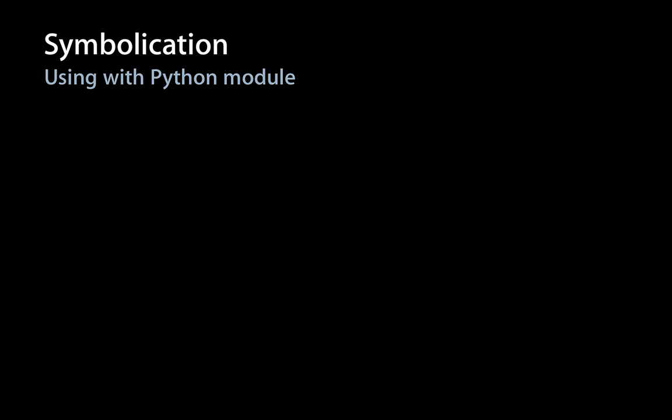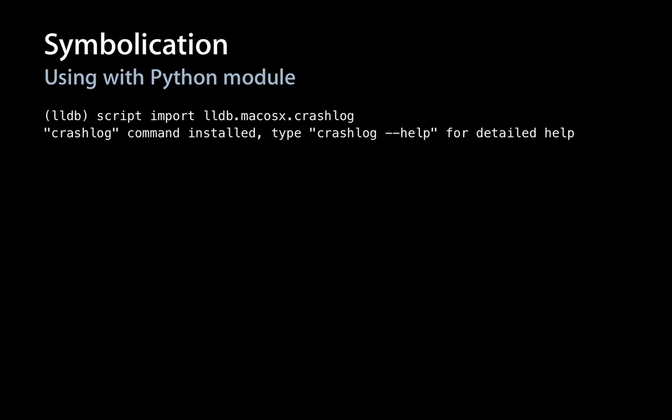Now, there's an automated way to do this. We've got a built-in module in the Xcode 4.5 seed only that is called LLDB.macOSX.crashlog. And it uses a lot of the things that we talked about today. When we import this, we can see that it installs a new command line command using the command script add command that we learned about before. We now have a new command at our disposal that is called crashlog.